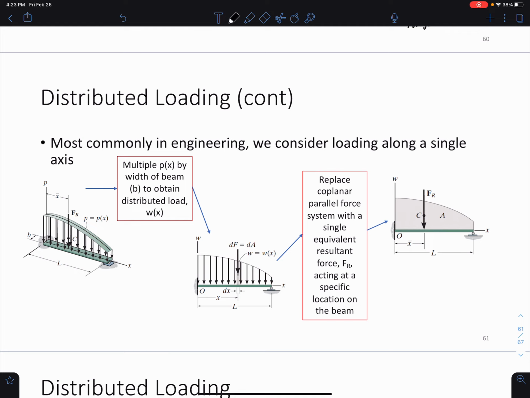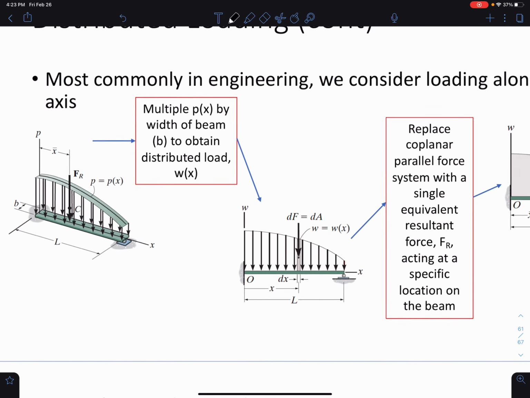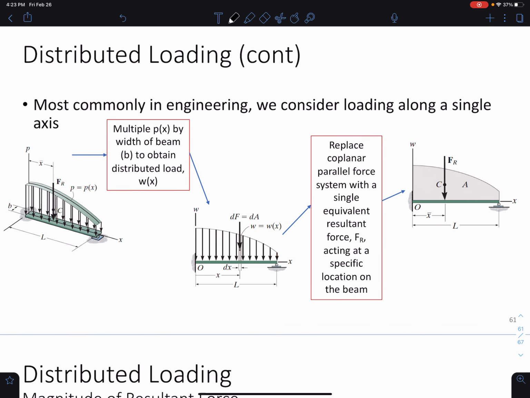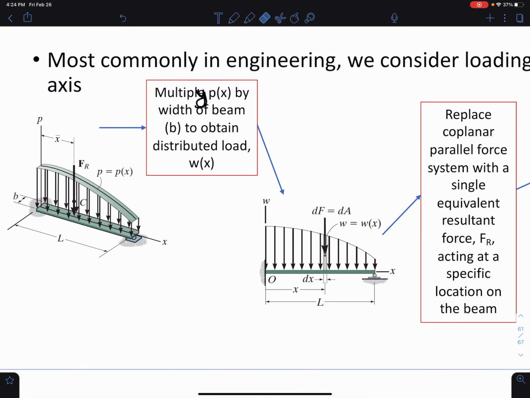Most commonly in engineering, we consider loading along a single axis, so a lot of the problems that we'll be doing are going to be 2D systems. Here I have a picture, although this is 3D, just to give you an image of what's going on. We would basically multiply p of x, this distance here, by the width of the beam, b, to obtain the distributed load w of x in units of pounds per foot.